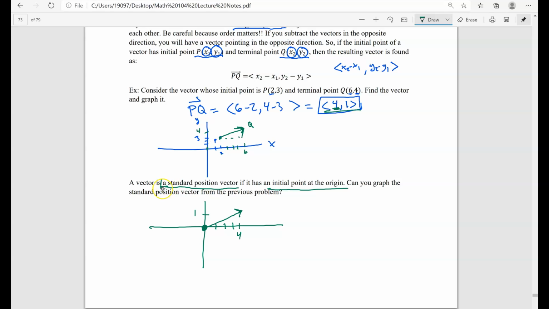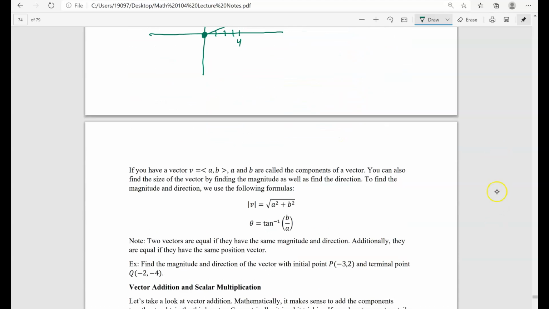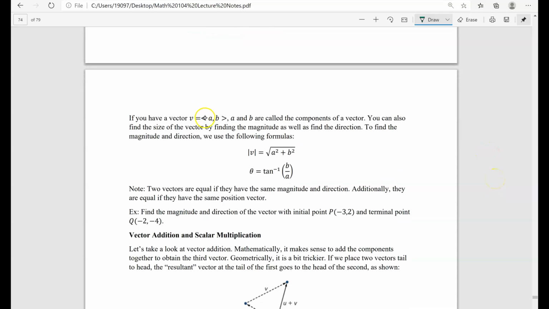It's just that a standard position vector is much easier to work with when it's at the origin. So that's basically what it is. Vectors can be moved around as long as you don't change the direction and you don't change the magnitude or the components themselves. The components are the x's and the y's, so the differences. If you have a vector v equals a comma b, a and b are what we call the components of the vector, which is just what I just said.